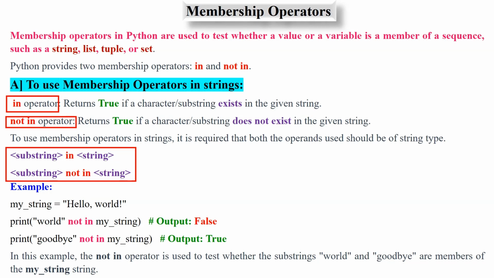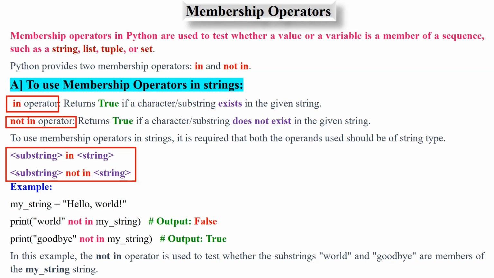In this example, it assigns the string "hello, world" to the variable my_string. Then, it uses the in operator with the not operator to check if certain substrings are present or not in my_string. In the first print statement, "world" not in my_string checks if the substring "world" is not present in my_string. Since "world" is indeed present in my_string, the expression evaluates to false.